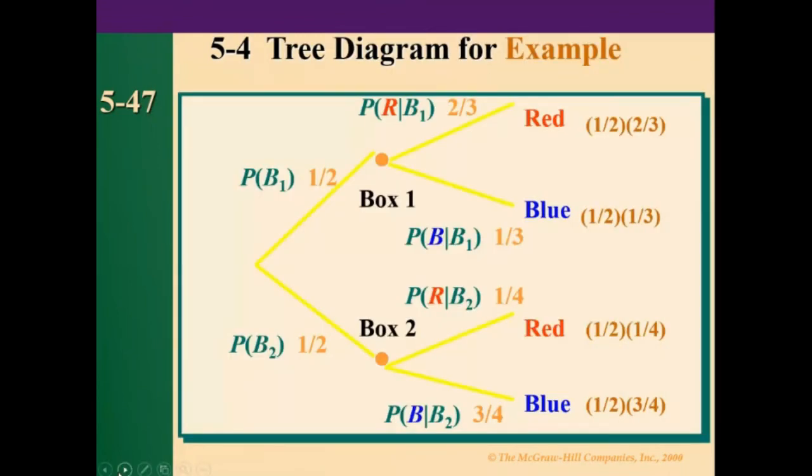Since there is still a head or tail, right, we can use a tree diagram. As you can see, the probability of getting the first event, head or tail, is 1/2. So 1/2 for these two. Then here, getting red is 2/3 and getting blue is 1/3. In the other box, getting red is 1/4, and in box 2, getting blue is 3/4. So the first situation is 1/2 times 2/3, then 1/2 times 1/3, 1/2 times 1/4, and 1/2 times 3/4.